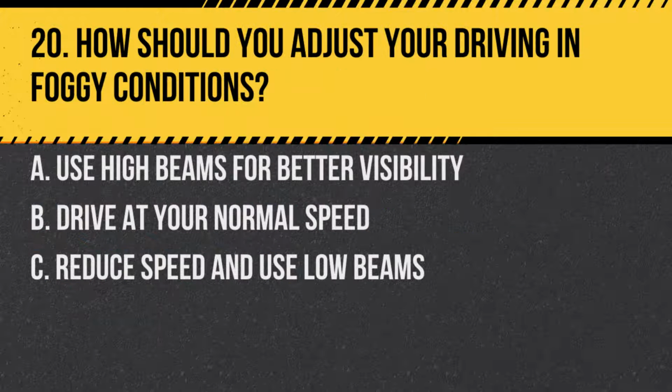Question 20. How should you adjust your driving in foggy conditions? A. Use high beams for better visibility. B. Drive at your normal speed. C. Reduce speed and use low beams. Answer C. Reduce speed and use low beams. In foggy conditions, visibility is reduced, so it's important to slow down and use low beams, as high beams can reflect off the fog and impair visibility even more.